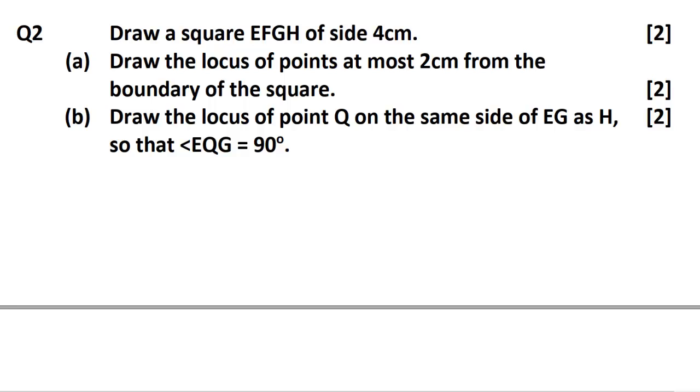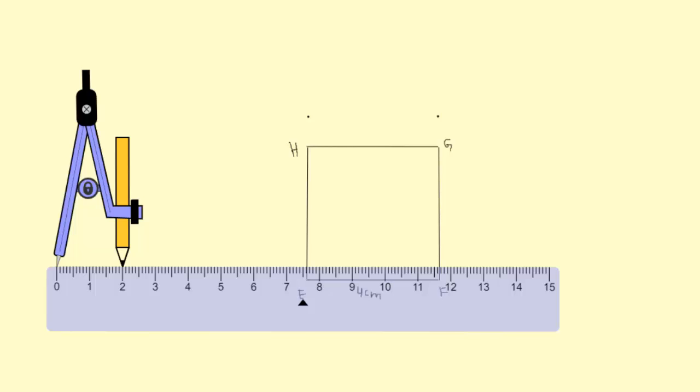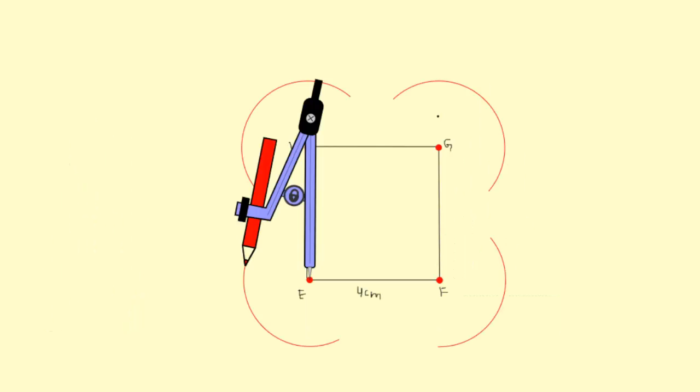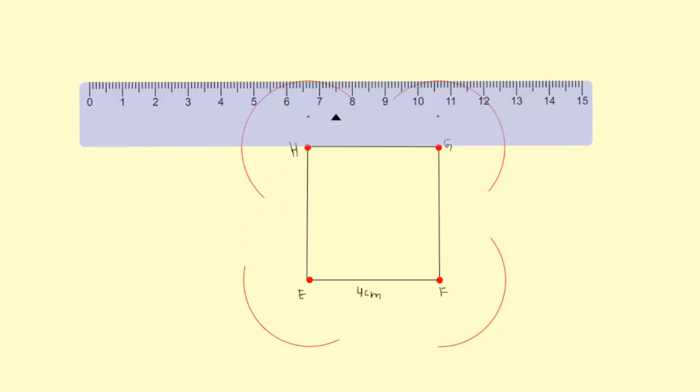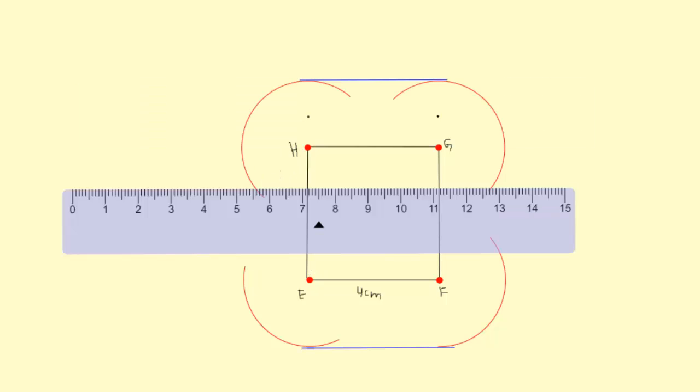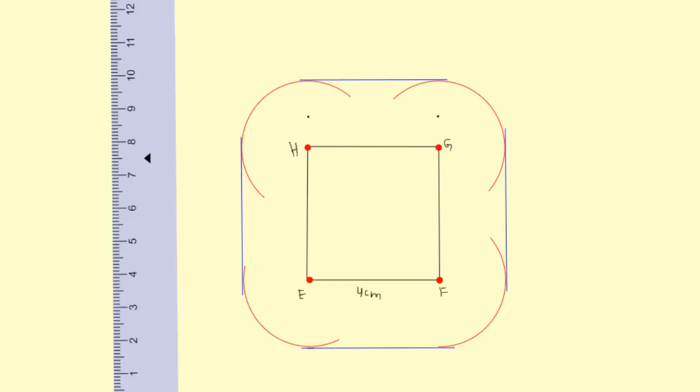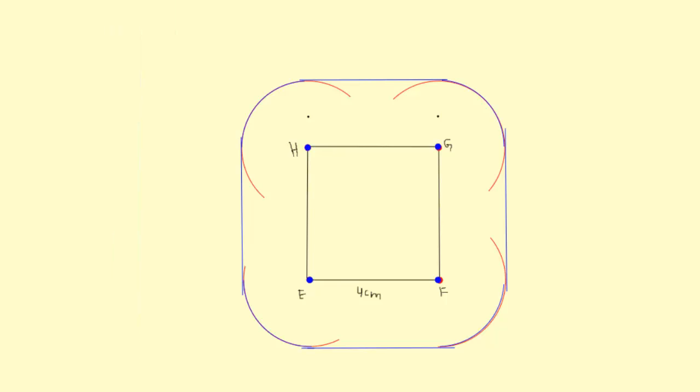Draw the locus of points at most 2 centimeter from the boundary of the square. So 2 centimeter from the boundary of the square is a parallel path. This blue path is a locus which is 2 centimeter from the boundary of the square.